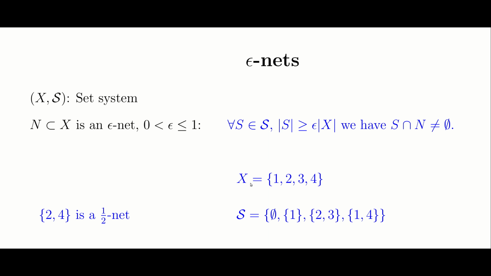For example, if X is this and the set system is defined like this, then the subset 2 and 4 is a 1/2 net. There are two subsets here that have at least half of the elements of X, and this includes one element from each subset, and thus 2 and 4 is a 1/2 net.